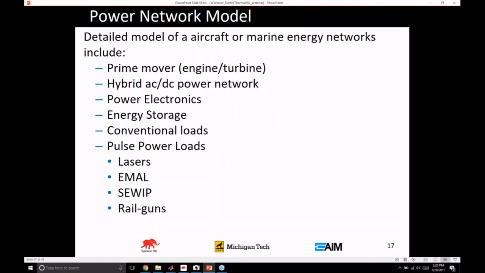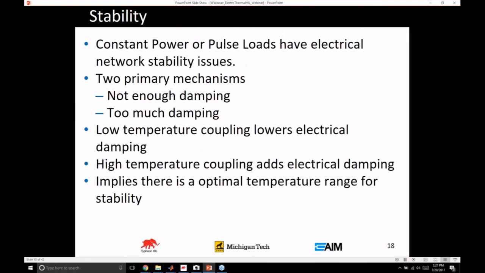So the model of the system we're going to look at is going to have prime movers, maybe different distribution systems, power networks, power electronics, storage devices, and all sorts of power loads. But for our study, what we want to do is start looking at how that constant power load affects the electrical network stability issues. So all the domains are going to be coupled, and then looking back at the voltage levels of the electrical network. I'm a power electronics guy, so I'm going to look at the electrical system.